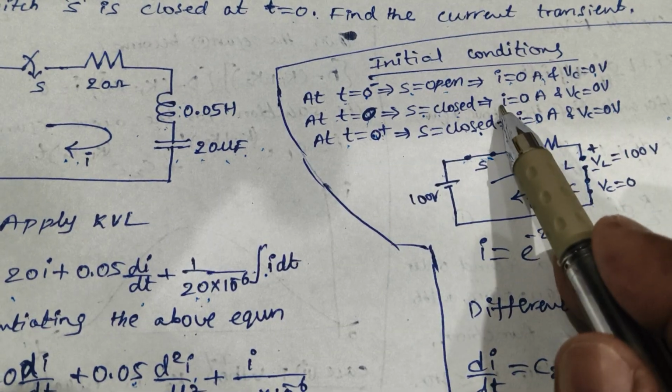At t is equal to 0, I is equal to 0, right? Current response.